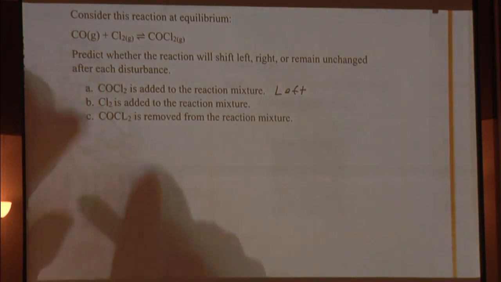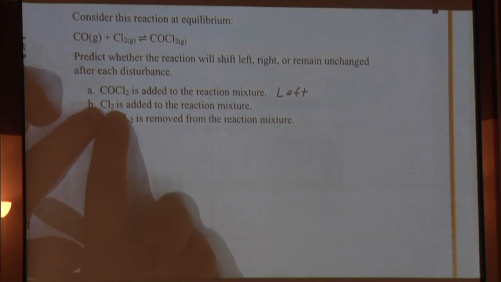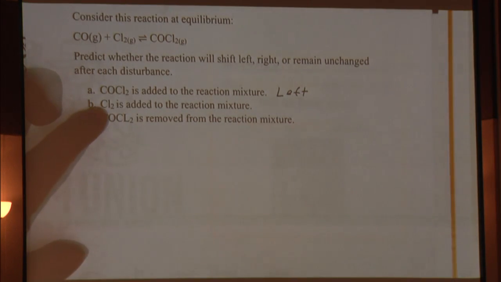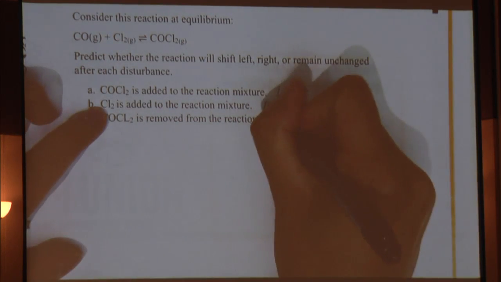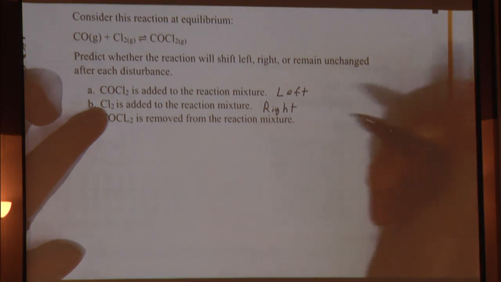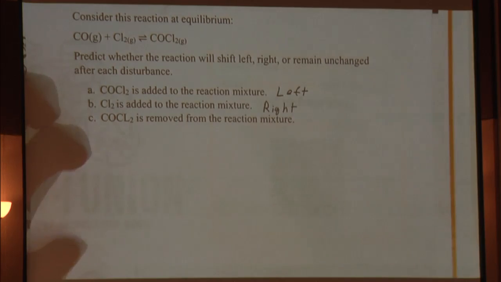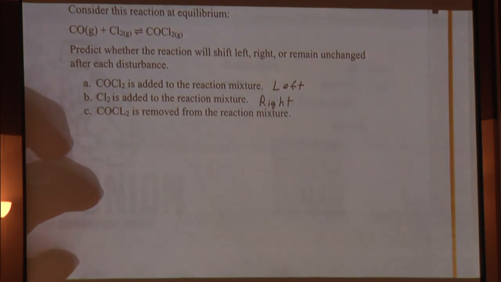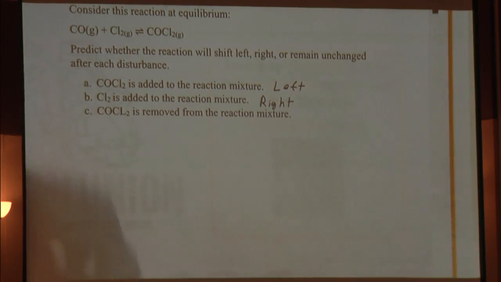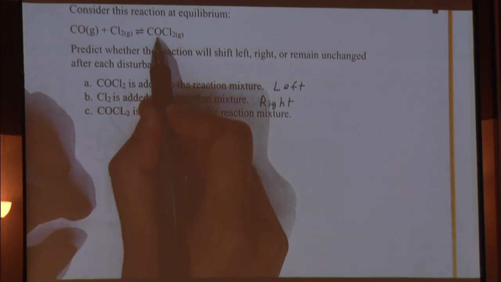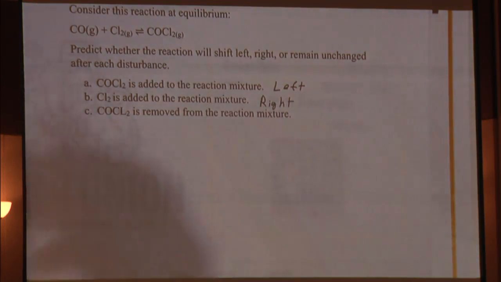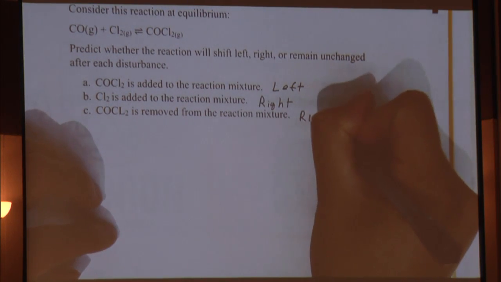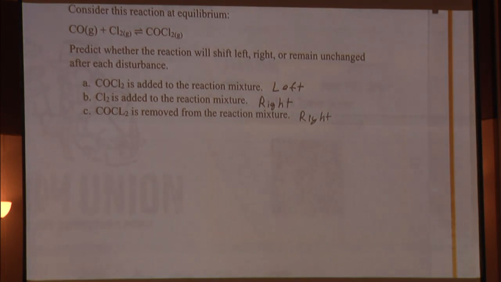If we imagine the original system and add our diatomic chlorine, this is a reactant. And so we're going to increase the rate of the forward reaction. So this shifts to the right. Finally, if we have COCl2 being removed from the reaction mixture, that is our product. And when we remove a product, we are decreasing the rate of the reverse reaction. So this shifts to the right.